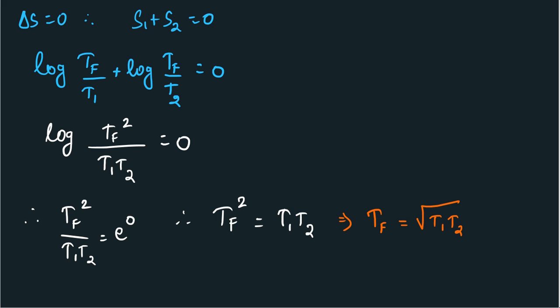On substituting and using some rules of mathematics, we are going to get Tf square is equal to T1 T2. You can see that here I have used log of Tf square by T1 T2. On taking exponents on both sides, you get e power log Tf square by T1 T2. E and log cancel each other, and your RHS will have e power 0. So Tf square will be equal to T1 T2, and Tf will be equal to root over T1 T2. This was the last question of this video.